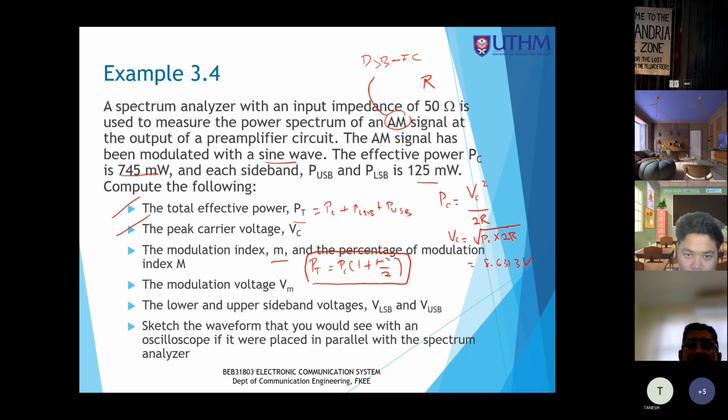VM kita boleh peroleh, okay, kita boleh peroleh sideband power. Remember the PLSB, PLSB contohnya adalah bersamaan dengan VM per 2 square dibagikan dengan 2R. Okay, so kita boleh cari nilai VM. After we know the VM, then we can do VM over VC. So we can find the modulation index. Tapi since ini adalah double sideband full carrier, maka kita boleh terus gunakan equation yang diberikan ini.